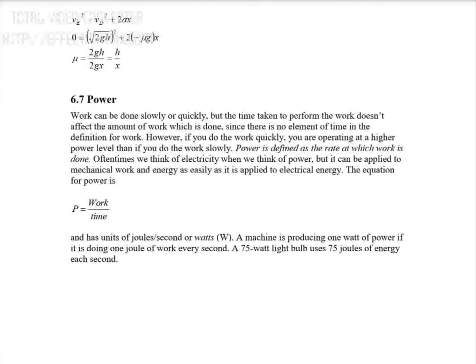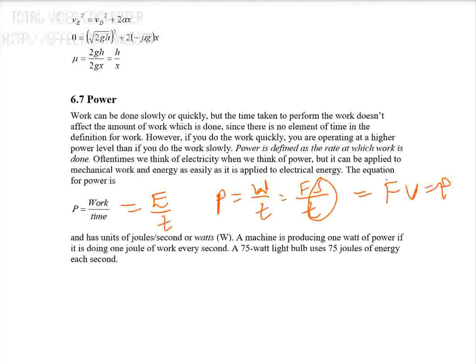Power. As you know, power is work over time, but in general power is energy over time. We can also express power in terms of force and velocity, because power is equal to work done over time, and work is force times displacement over time, and displacement over time is velocity. Therefore, power is force times velocity, which is another equation of power.